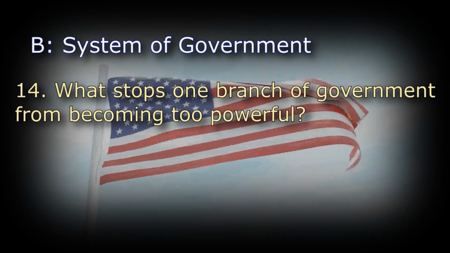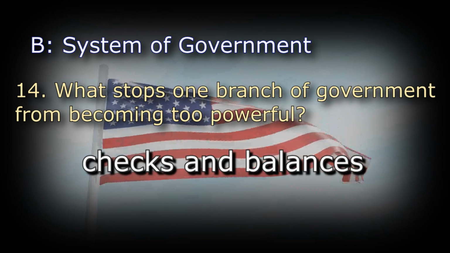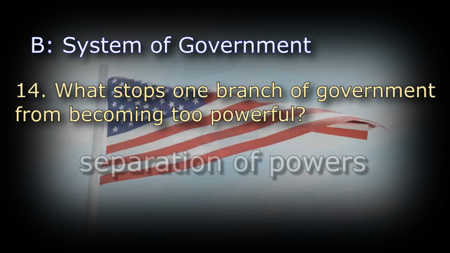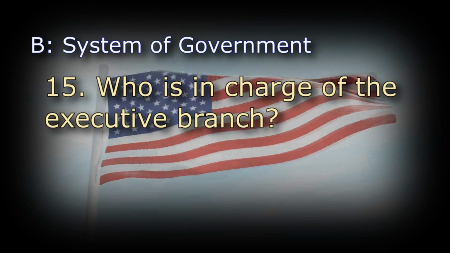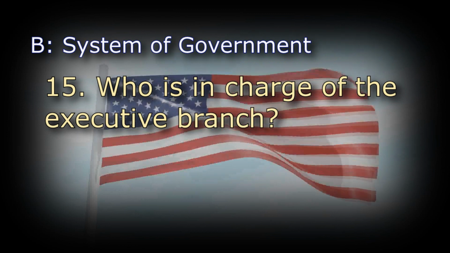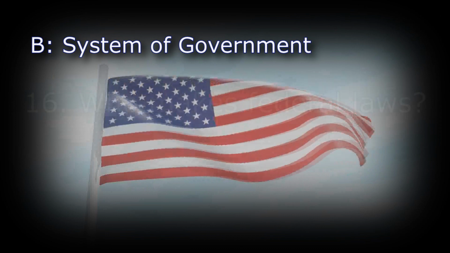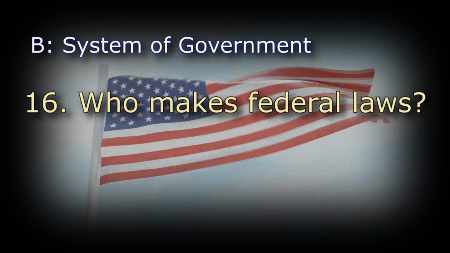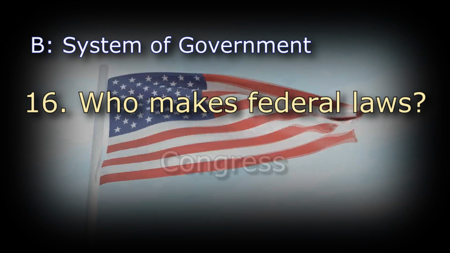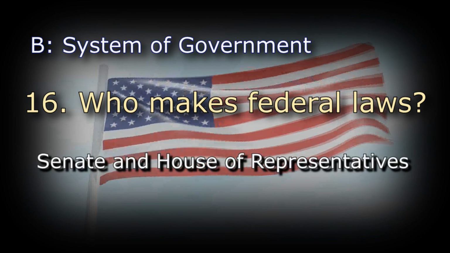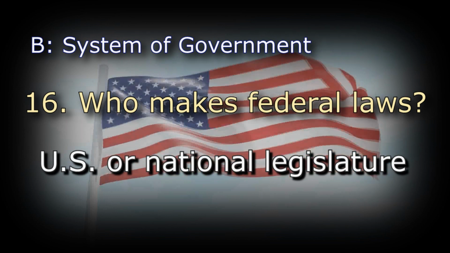14. What stops one branch of government from becoming too powerful? Checks and balances. Separation of powers. 15. Who is in charge of the executive branch? The President. 16. Who makes federal laws? Congress. Senate and House of Representatives. Our national legislature.